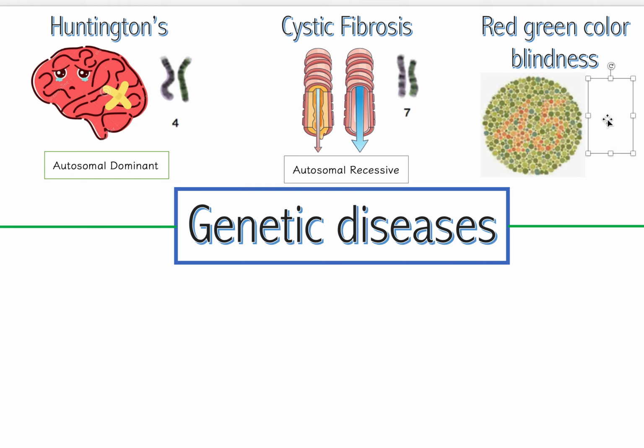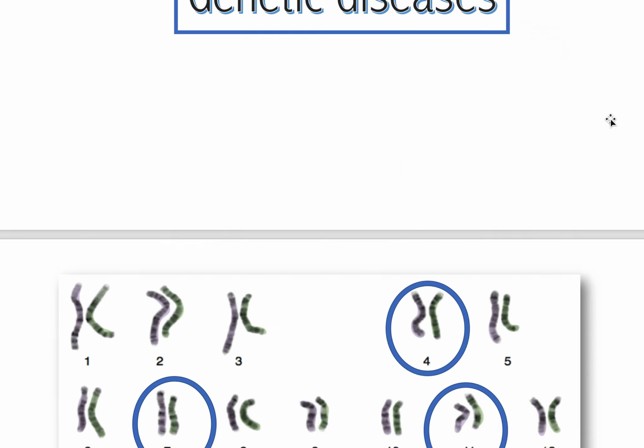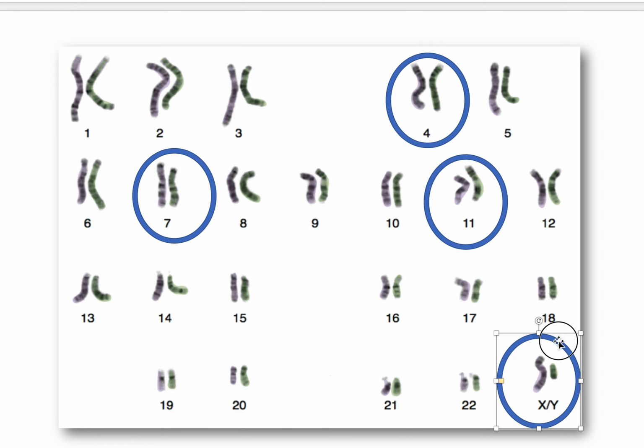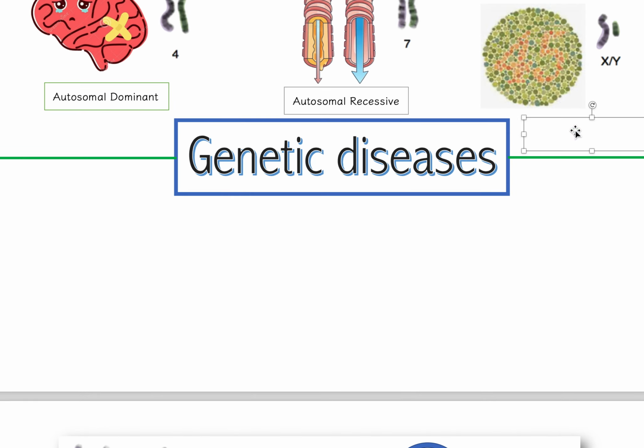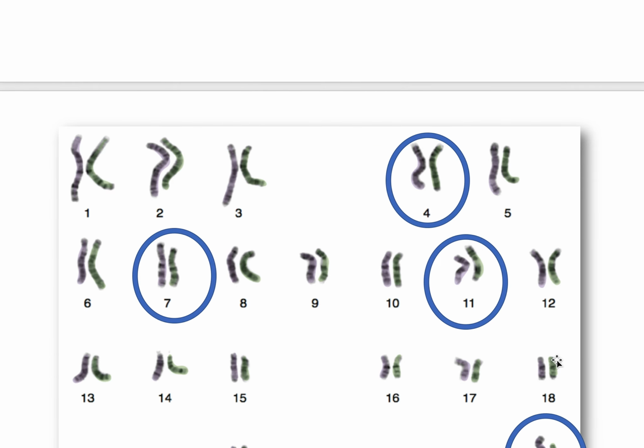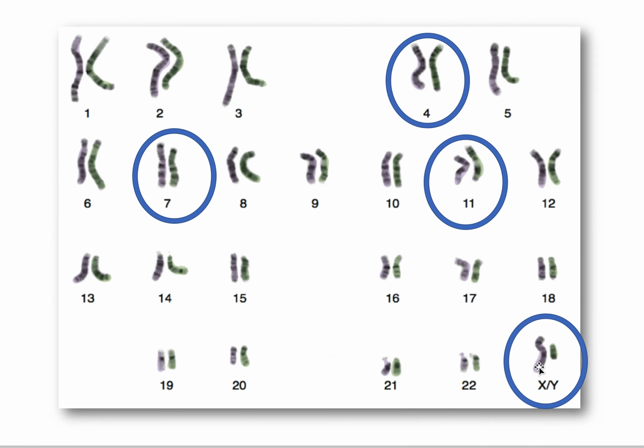Now, on what chromosome does this one happen? On chromosome X, okay, the sex chromosomes. That's why it is sex-linked. This is a sex-linked disease. Okay, so there will be a particular problem on the X chromosome, and that's when you'll get it.